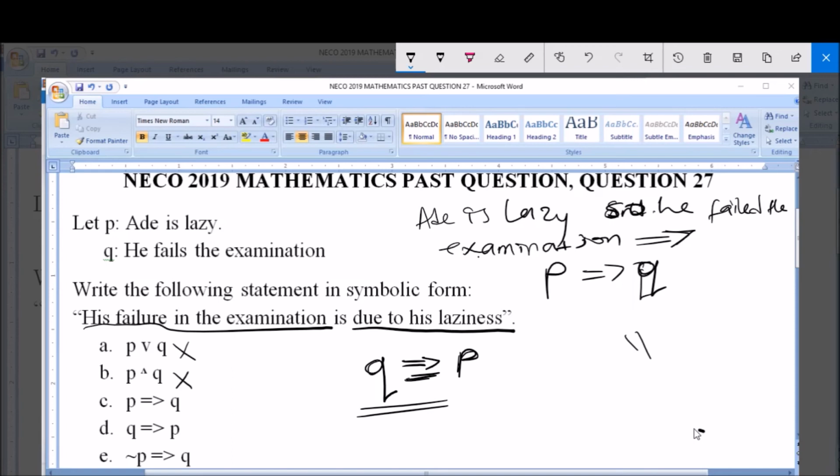Now option D says what? Q implies P. Yes, this is the correct answer. And statement E says what? Not P. Not P simply means Ade is not lazy, and this is already wrong. So the answer to this question is option D. His failure in the examination, which is Q, is due to his laziness, implies Ade is lazy, statement P. So option D is the correct answer.